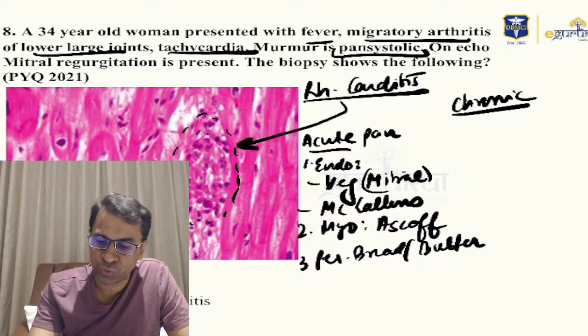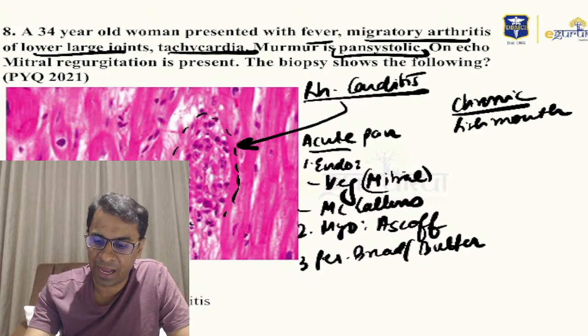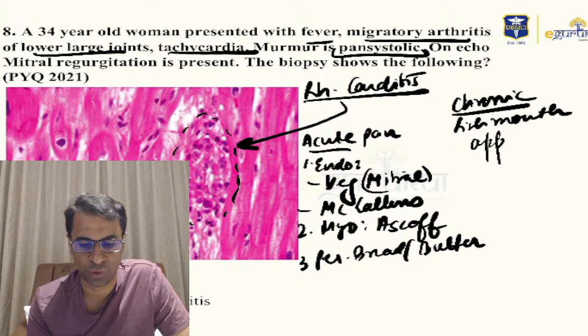Now, if the question is on chronic carditis, then there is only one answer. It shows the fish mouth appearance. Simple. It shows the fish mouth appearance in chronic rheumatic carditis.